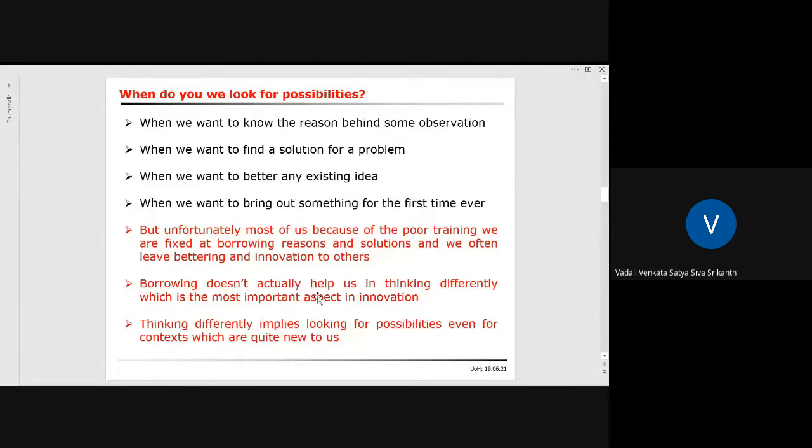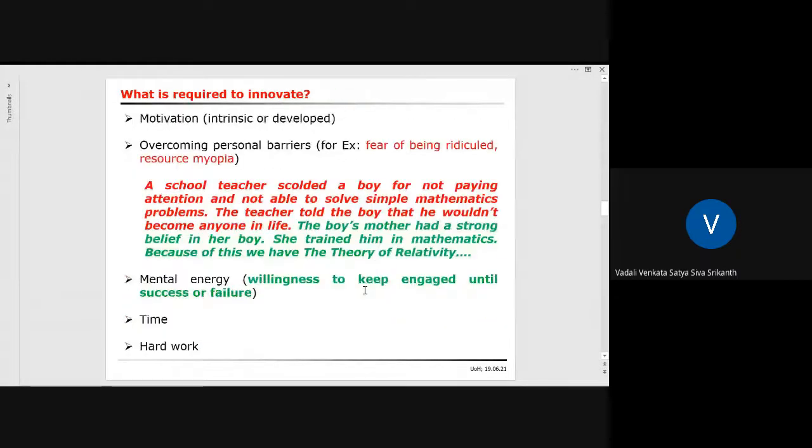Now, what is required to innovate? First and foremost, the motivation. It could be an intrinsic motivation, or developed motivation. You might come across some presentation, some reading, some literature that may motivate you to innovate. In some humans, it is intrinsic. It is there by birth.